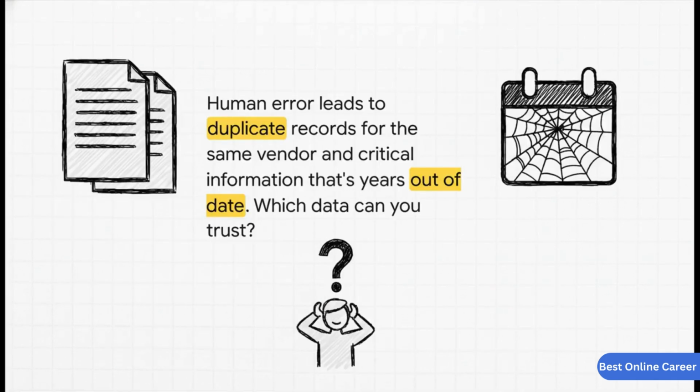Next, oh boy, the nightmare of duplicate and outdated data. When everything is manual, human error is pretty much guaranteed. You end up with like 3 different records for the same company, and critical compliance info that's years out of date. And pretty soon, you're asking a terrifying question. Which of this data can we even trust?